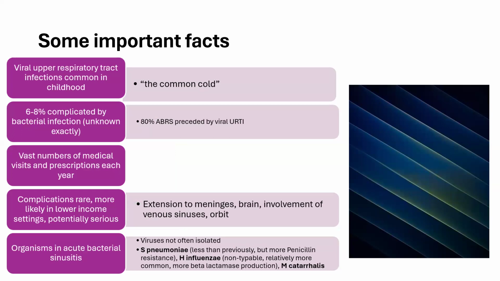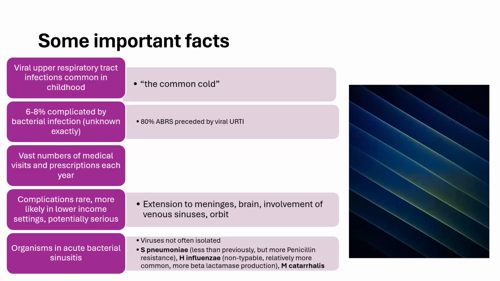And in 80% of cases of acute bacterial rhinosinusitis, there was a known preceding viral upper respiratory tract infection. So they do often follow on. Unfortunately, upper respiratory infections produce vast numbers of medical visits and prescriptions each year for probably unnecessary antibiotics.